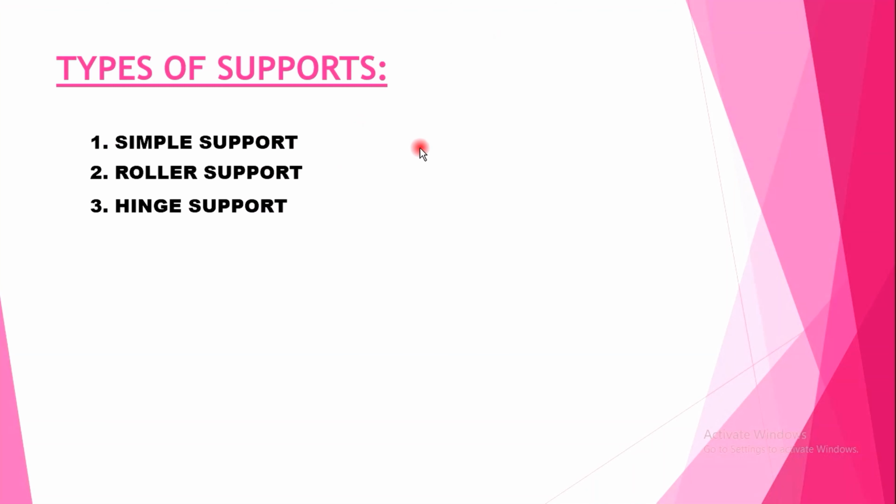In civil engineering structural elements, we commonly use four types of supports. One is a simple support, the second one is roller support, then hinge support, or we can call it pinned support. The last one is fixed support. Now we can discuss them one by one. First one is simple support.